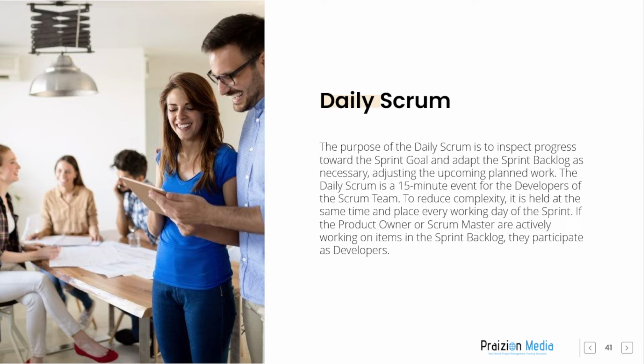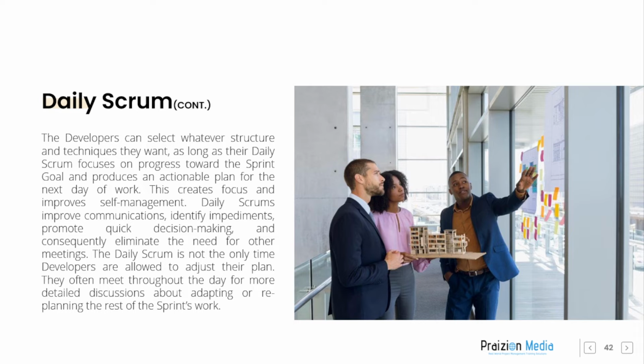The developers can select whatever structure and techniques they want, as long as their daily Scrum focuses on progress toward the sprint goal and produces an actionable plan for the next day of work. This creates focus and improves self-management. Daily Scrums improve communications, identify impediments, promote quick decision-making, and consequently eliminate the need for other meetings. The daily Scrum is not the only time developers are allowed to adjust their plan. They often meet throughout the day for more detailed discussions about adapting or replanning the rest of the sprint's work.